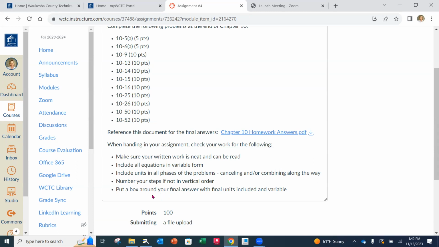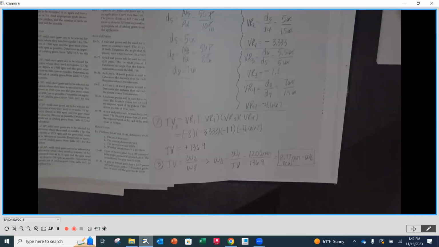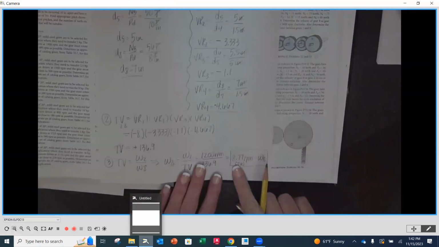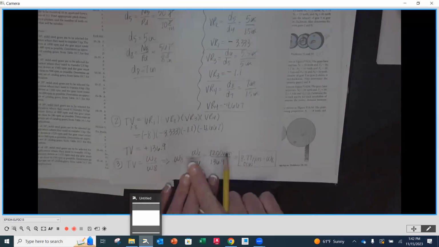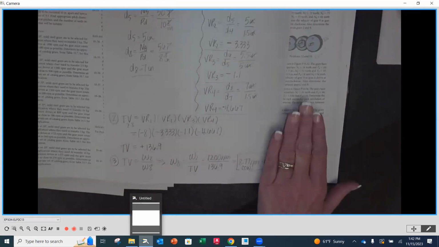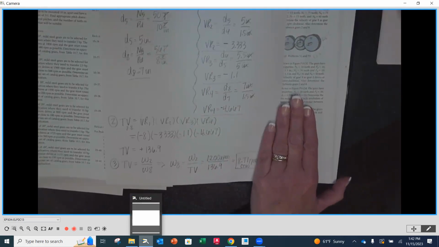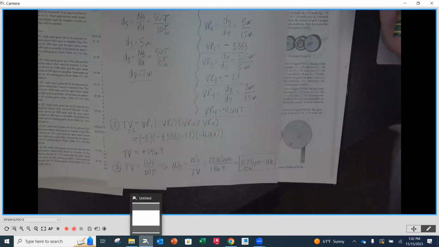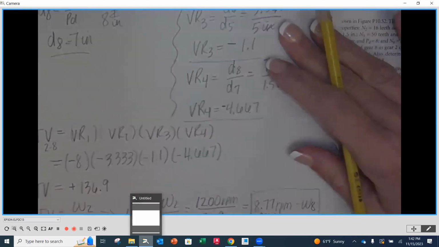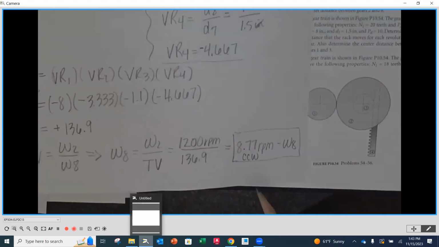Put a box around your final answer and make sure that your final units are in there with its variables. So for instance, when we look here at the train value or at the W8, we use the train value equation to get it. We put our numbers in. And I don't just want a box with 8.77 RPMs on it. Okay, what is that? I want you to answer the question. So you want to know, what is W8? What is the rotational speed and direction of gear number 8? So make sure that you tell me what that's equal to.